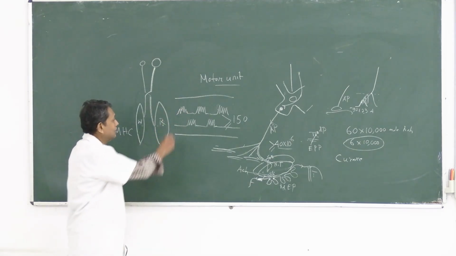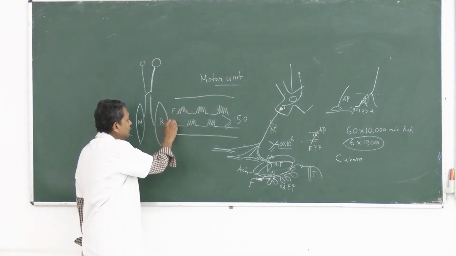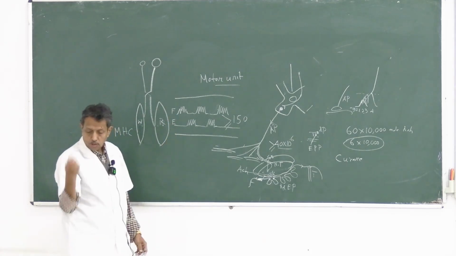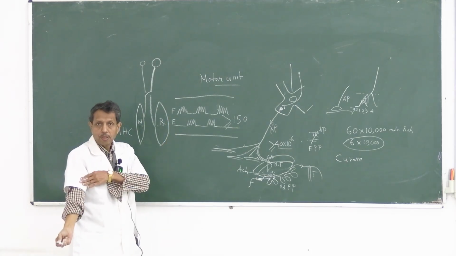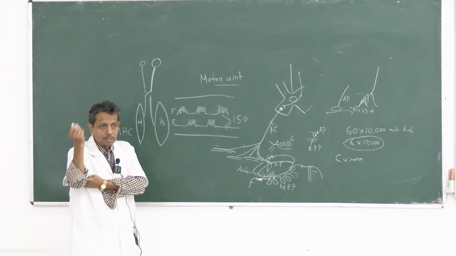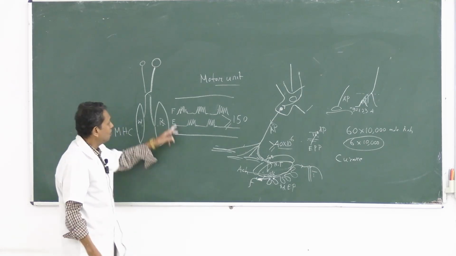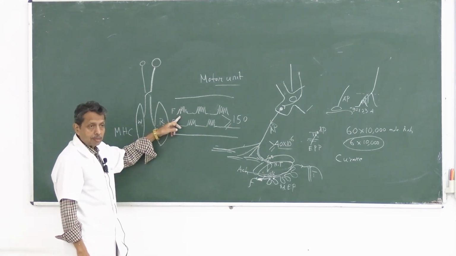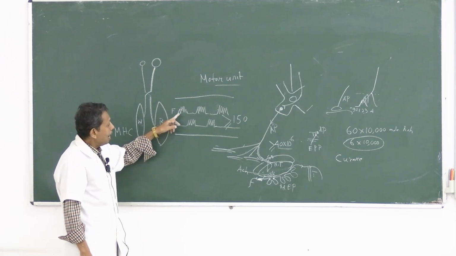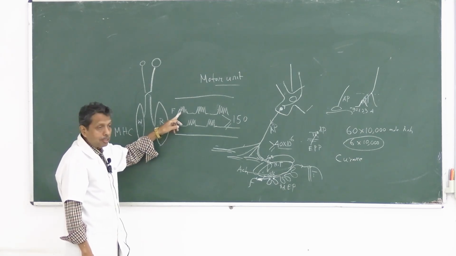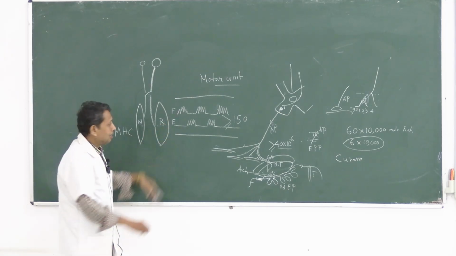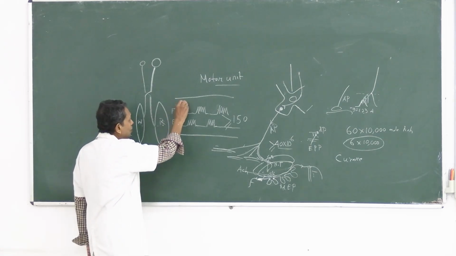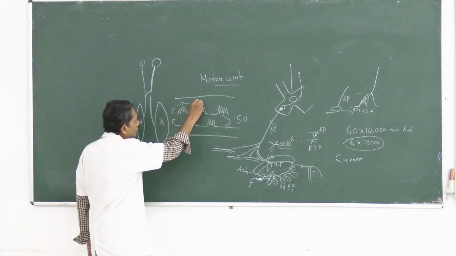Suppose it is the flexor muscles and alternately the extensor muscles. Flexor muscle, extensor muscle. Flexor muscle, extensor muscle. You can record it. So they are alternate, and it is the electrical activity. Similarly, if different grades are applied, suppose it is a weaker contraction, then you will get this type of response.